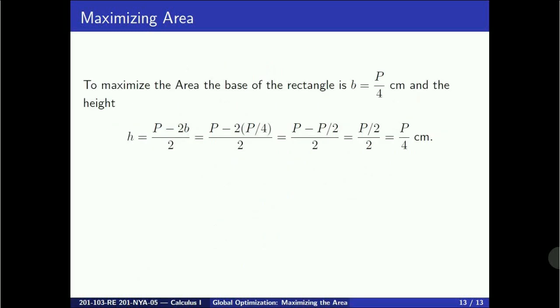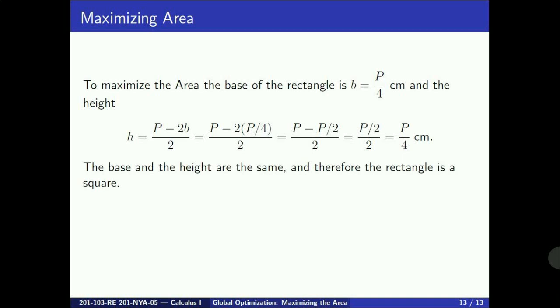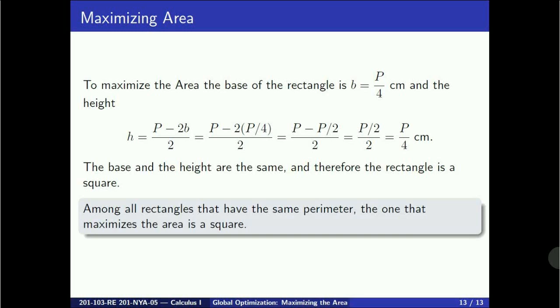If we want to know our height, we're going to replace that value of b in h, which is (p minus 2b) over 2, and we get that h is p over 4 as well. So therefore, the base and the height are the same, and the rectangle is a square. So to summarize our findings, we could say that among all rectangles that have the same perimeter, the one that maximizes the area is a square.